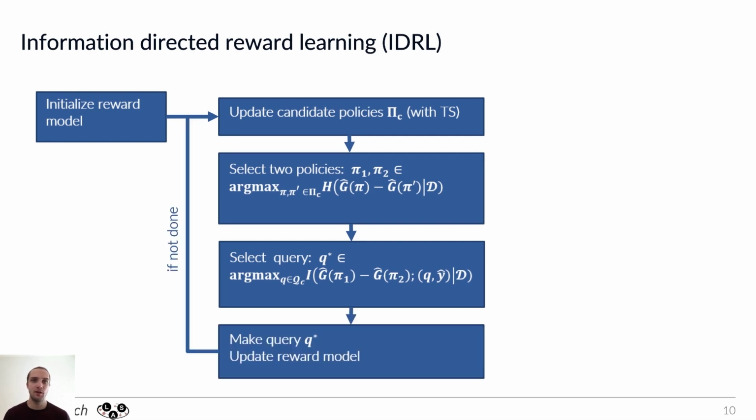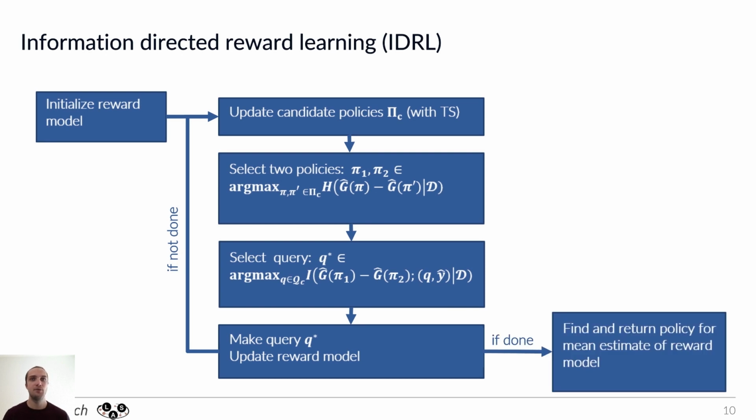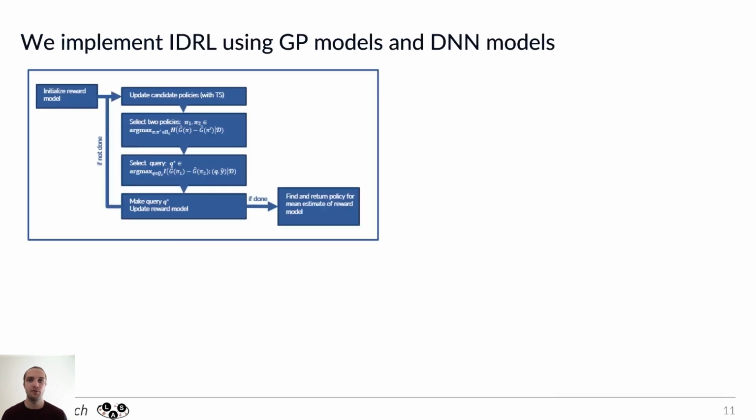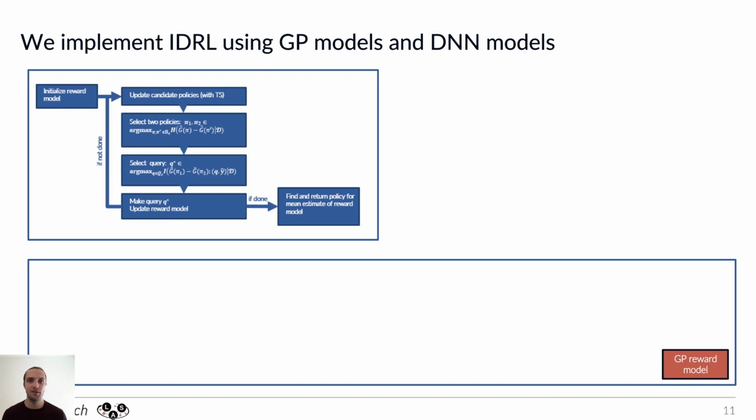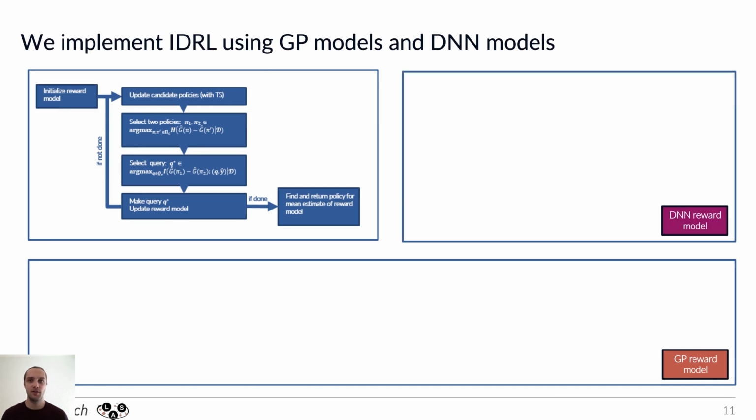Now we repeat this loop, where maybe for computational reasons, we do not want to update the candidate policies in every iteration. Ultimately, when some convergence criterion is reached, or we have exhausted a budget of queries, we can stop the loop and then return a policy that optimizes the mean estimate of the reward model. We consider two implementations of this algorithm, one using Gaussian process reward models and one using deep neural networks.